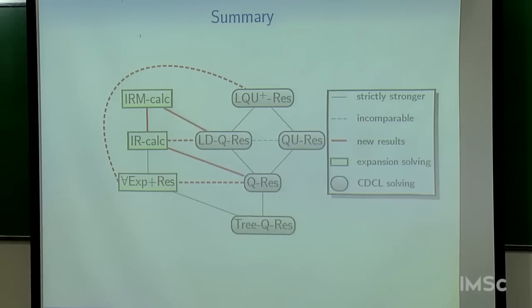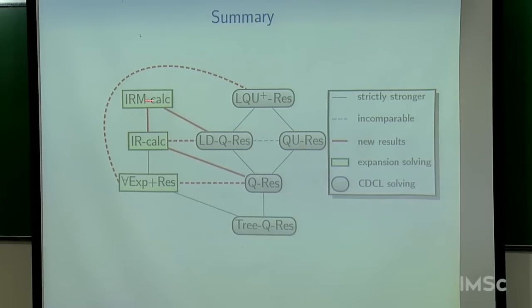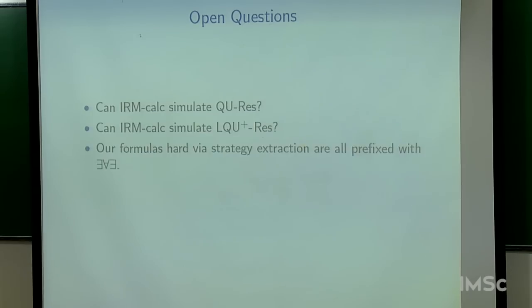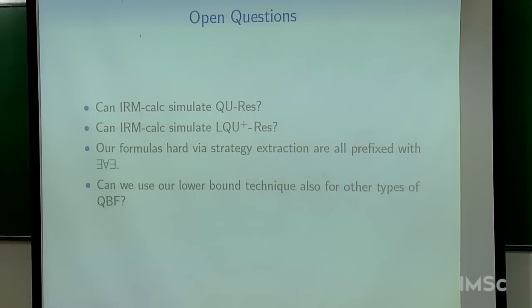There are still a few open questions on these proof systems. For some of these systems, the ones at the top here, the relation is not well understood yet. And what's interesting is that the formulas for the strategy extractions are always prefixed like this. We're wondering, can we use this lower bound technique for other types of QBF?